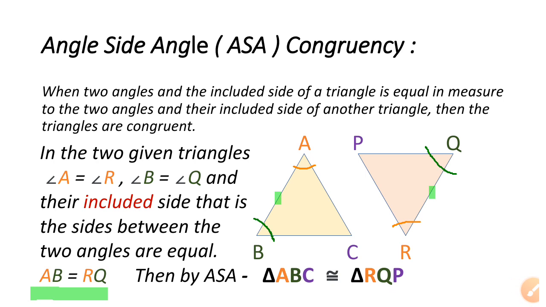Okay, so here, what is the meaning of included side? Try to understand the meaning here. We are considering angle A and angle B, then the included side is the side in between those two angles. That means for angles A and B, the included side is the side AB. See here, a green mark is there, so this is the side we are considering. When we are considering those two angles, A and B, the included side will be AB.